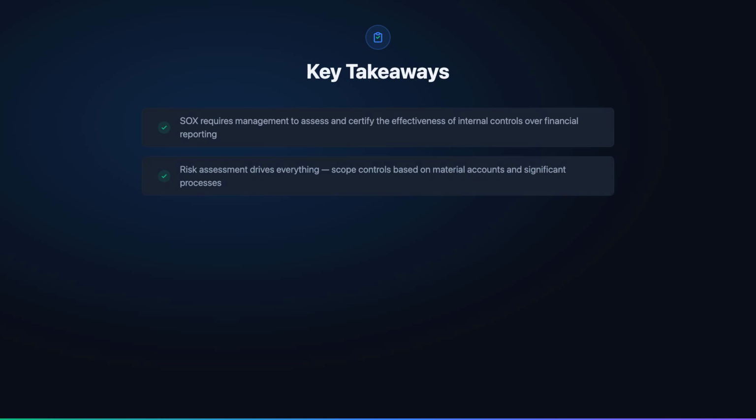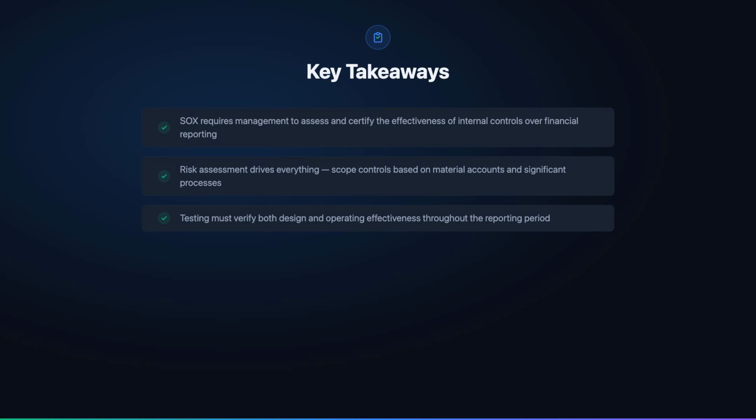Let's close with the most important lessons from SOX implementation. First, SOX requires management to personally assess and certify the effectiveness of internal controls over financial reporting. This is not optional for public companies. The CEO and CFO sign off on the accuracy of financial statements and the effectiveness of controls. Second, risk assessment drives everything. Effective SOX programs scope controls based on material accounts and financially significant processes, avoiding the trap of testing everything regardless of risk. Third, testing must verify both design and operating effectiveness.